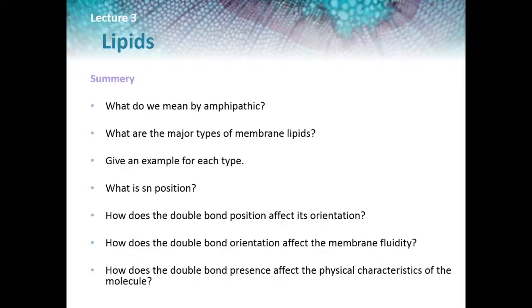At the end of this lecture, you should know the answers to the following questions. What do we mean by amphipathic? What are the major types of membrane lipids? Give an example for each type. What is SN position? How does the double bond position affect its orientation? How does the double bond orientation affect the membrane fluidity? How does the double bond presence affect the physical characteristics of the molecule?